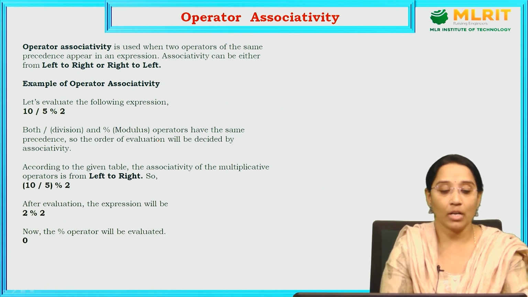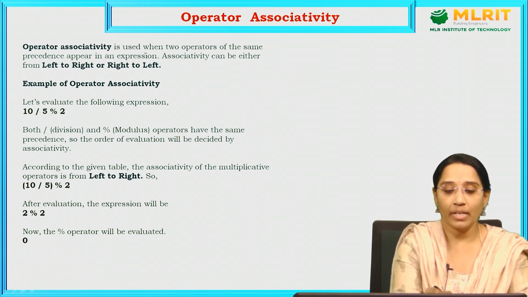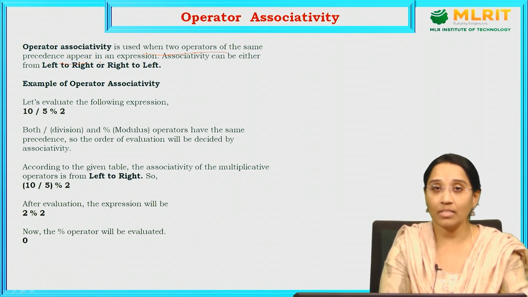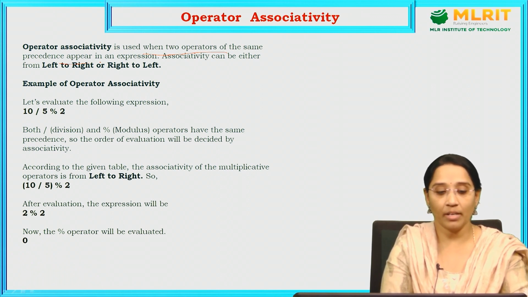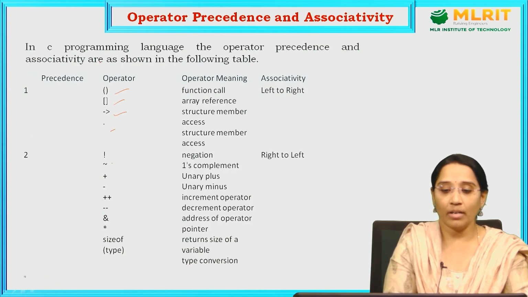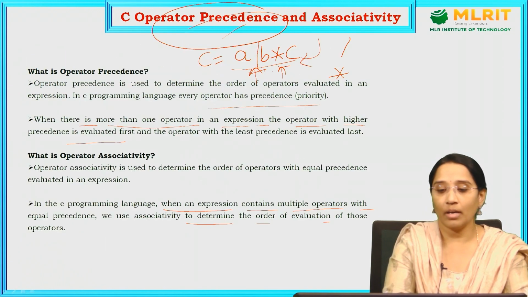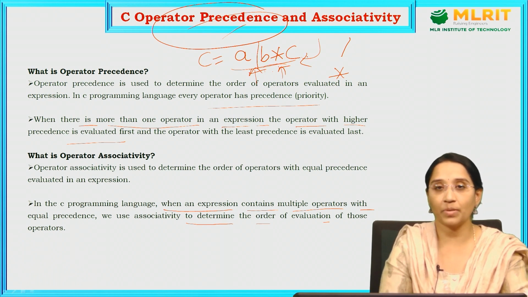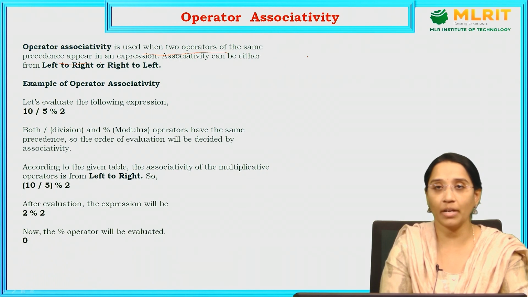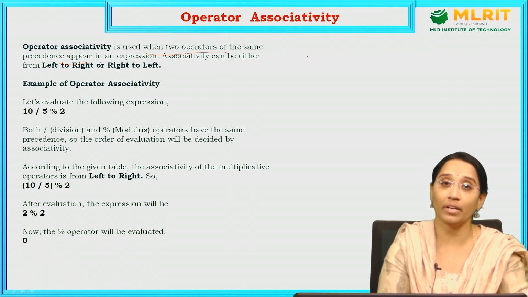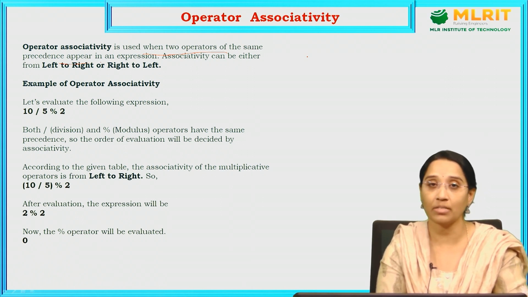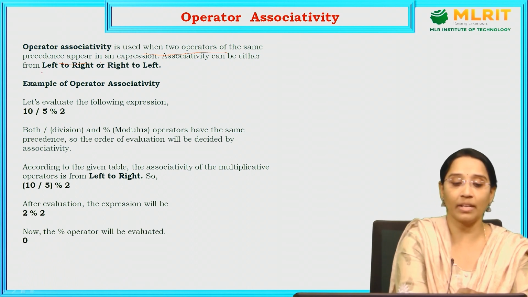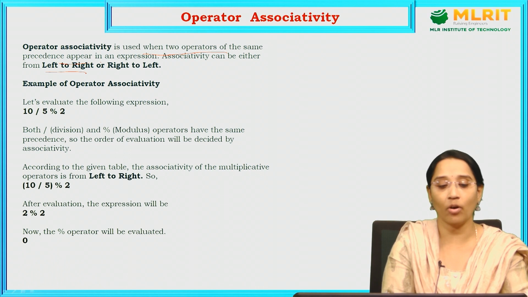Next, operator associativity. Associativity applies when two operators have the same precedence. Operator precedence is how, based on priority, the expression will be evaluated. And associativity is when both operators have the same precedence, which operator will be evaluated first. Associativity means it is evaluated either from left to right or right to left.